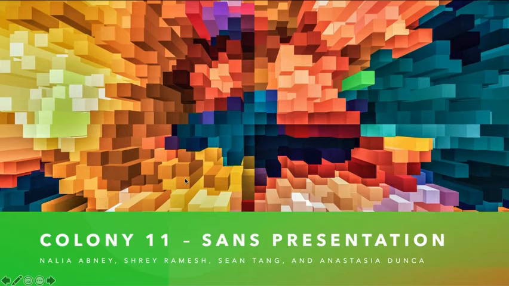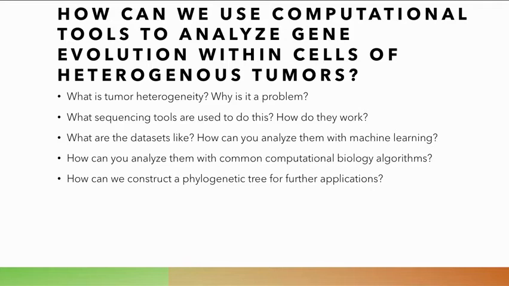Hi, we are Colony 11 Sands, and we will be presenting on how we can use computational tools to analyze gene evolution within cells of heterogeneous tumors. We will ask ourselves, what is tumor heterogeneity and why is it a problem? What sequencing tools are used to do this and how do they work? What are the data sets like and how can you analyze them with machine learning? How can you analyze them with common computational biology algorithms? And lastly, how can we construct a phylogenetic tree for further applications?